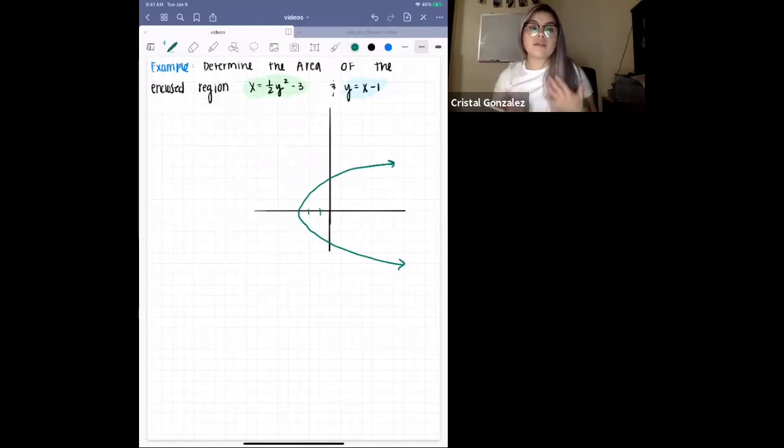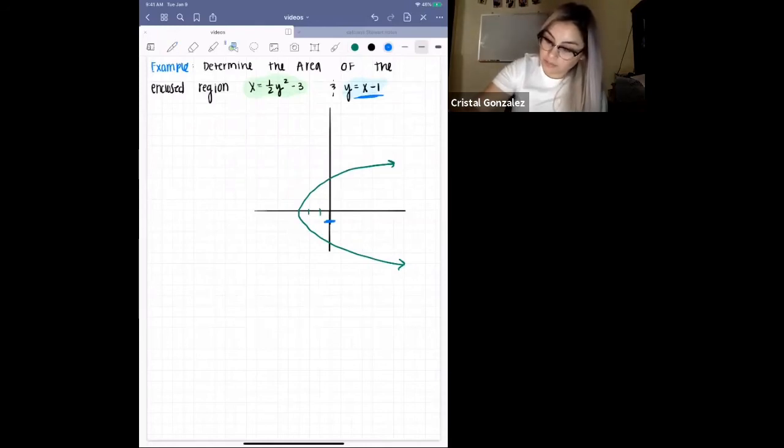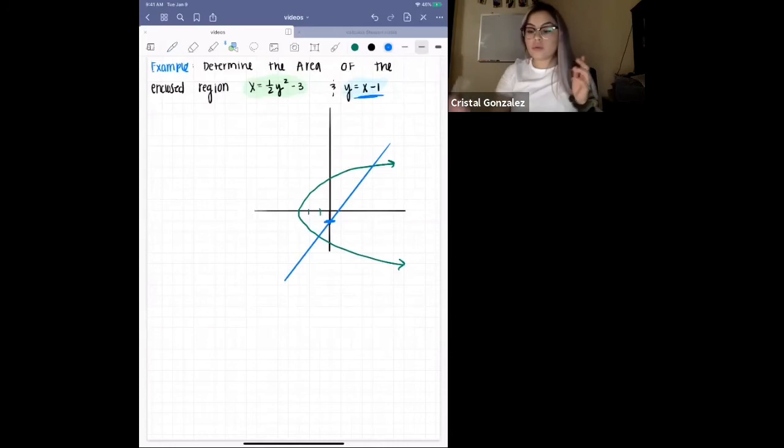And so now we can graph the line x minus 1, which is just your regular line shifted down at 1 with the slope of 1. So this function looks like this. Okay, and now so the area that we're looking for is this shaded area here in yellow.